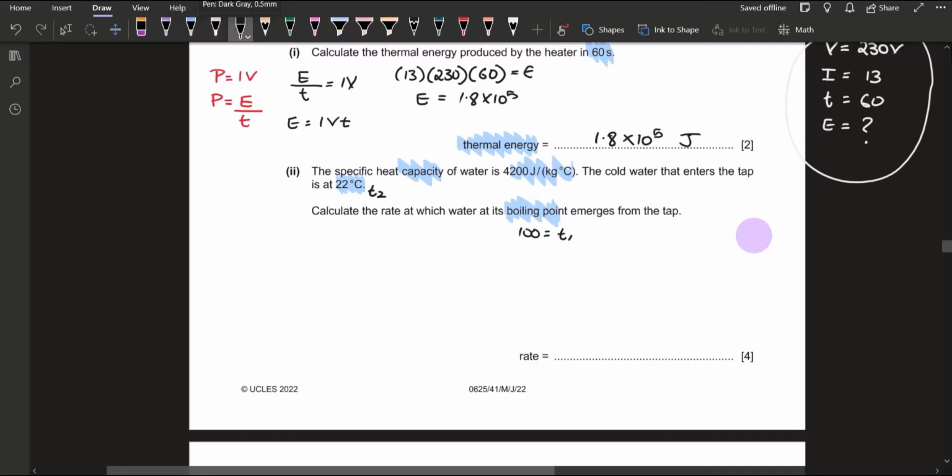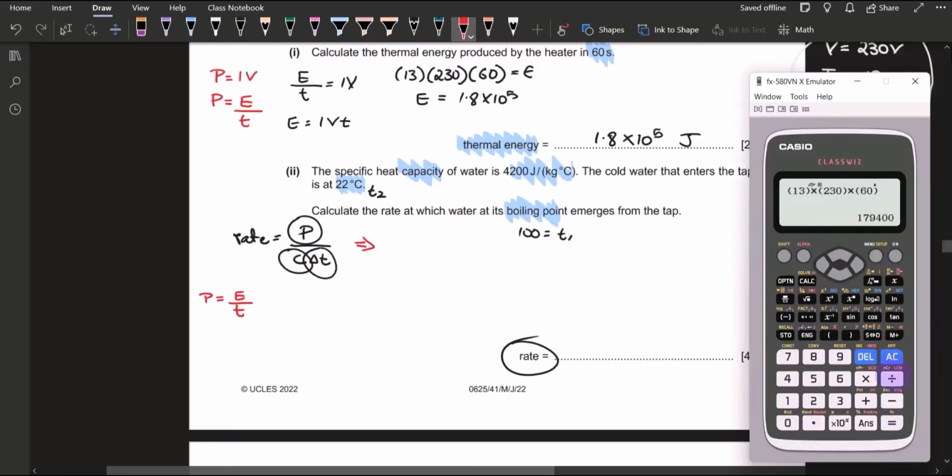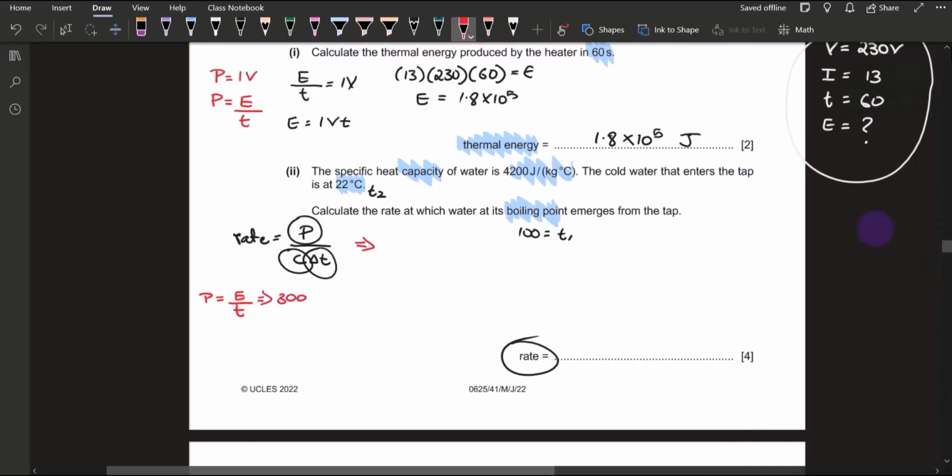Now we have our formula, rate is equal to P by C into delta T. So we have to find rate here. We have power, which is energy divided by time. We have capacity, and we have change in temperature. So we just plug in our values. First of all, we have to find out the power. Power equals energy divided by time. So the answer we got divided by 60 is going to be our answer, which is approximately 3000. So our power is 3000. So 3000 divided by capacity, which is given here, which is 4200, into the change in temperature, which is T1 minus T2.